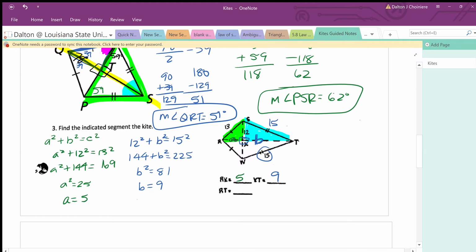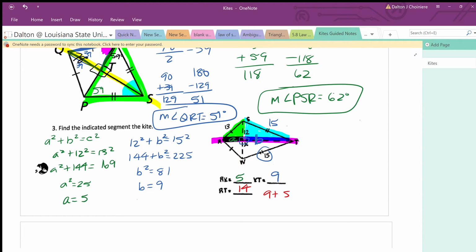Okay, the last question is, what is RT? Well, RT is from R all the way to T. Well, we could just add together the two lengths we just got for A and B. So we could just do 9 plus 5 and get 14. Okay, so that's how you solve that one there.